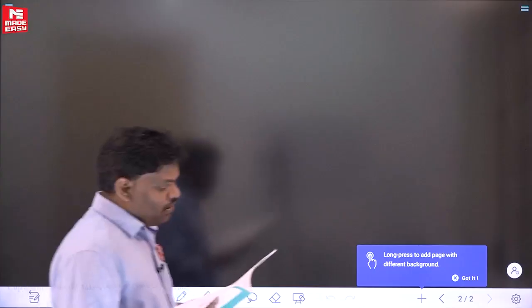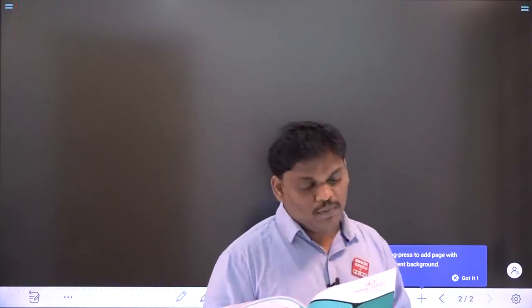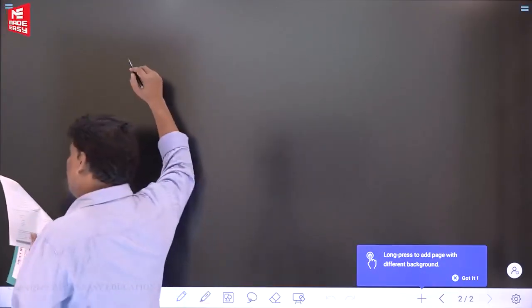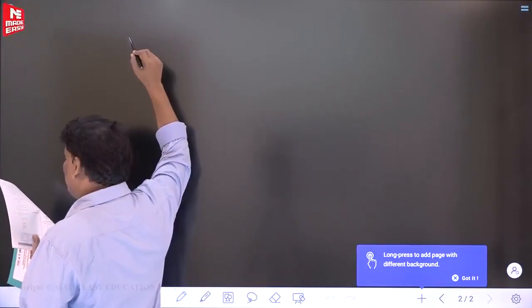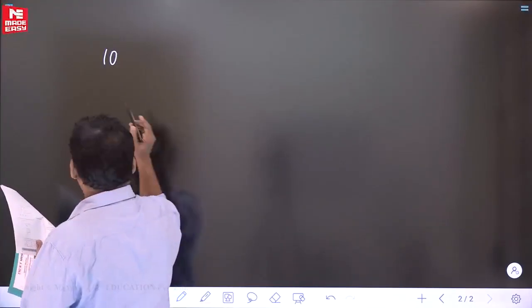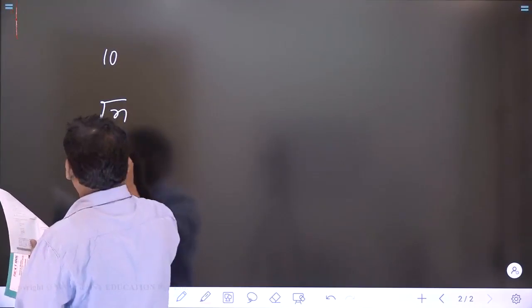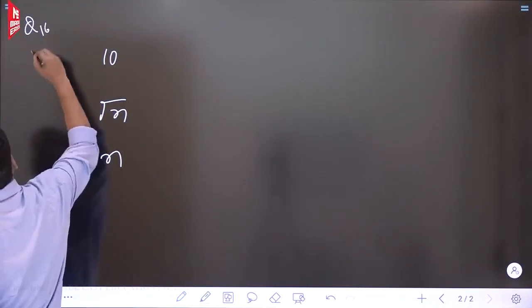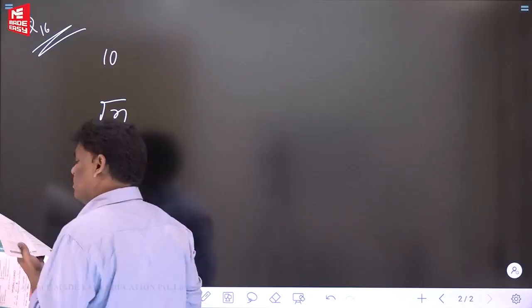Let's go to question number 16. Consider the following functions from positive integers to real numbers. Some functions are given. One is 10, one more function is root n, one more function is n. So can you help me with question number 16?